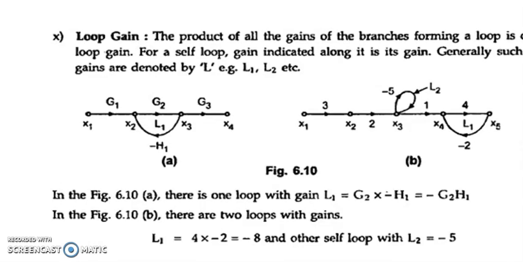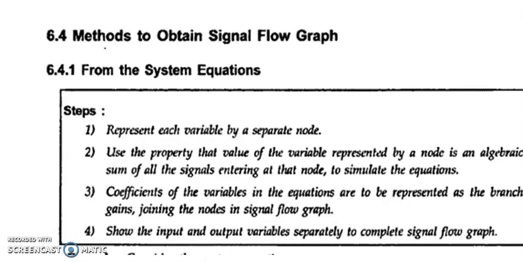And we have the concept of loop gain. Supposing I have a loop x2, x3, so we have minus g2 into h1 as the loop gain. Supposing I have a self loop, then minus 5 is the loop gain for L2, and for the last one it is minus 4 into minus 2, that is minus 8.